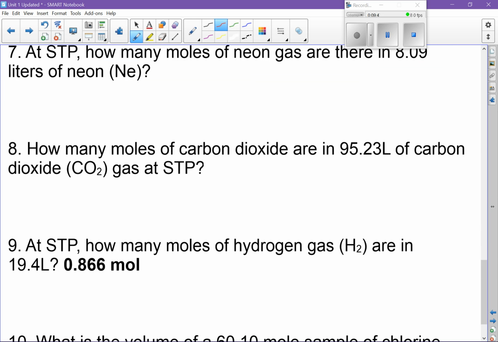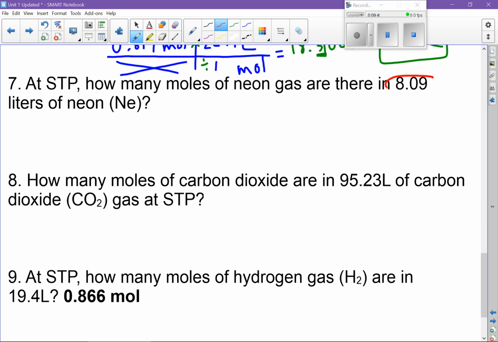Alright, let's see what we got in this one. Here's my number. Here's the unit for it. That's where you're going to start your fence. Have to put that unit in. Don't want to have naked numbers. Nothing goes down here. If liters is up, liters is going to go down.